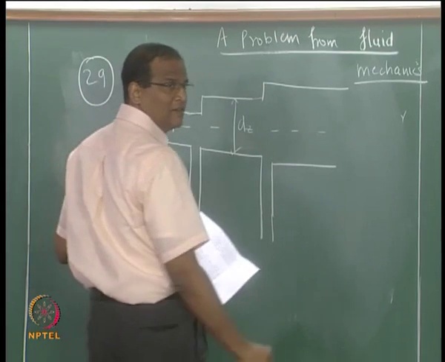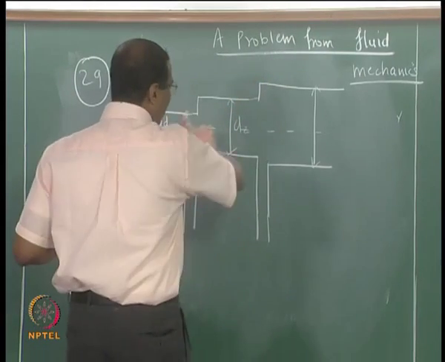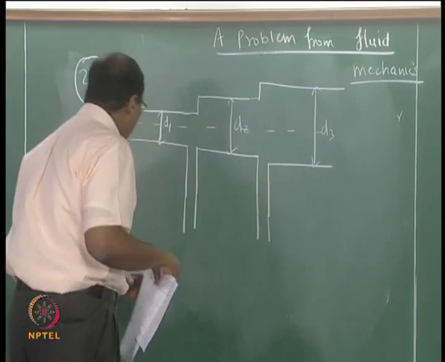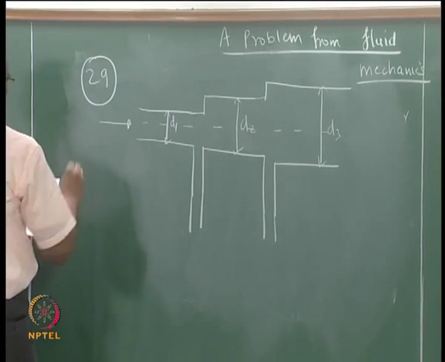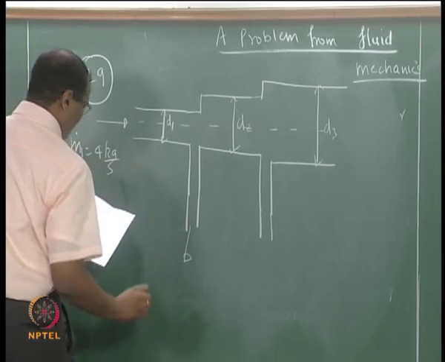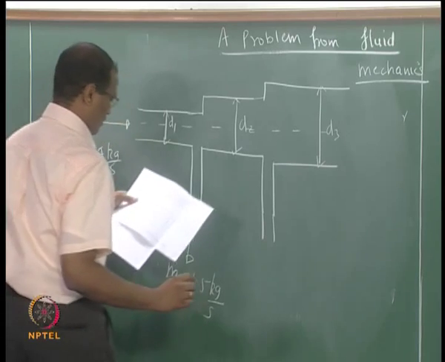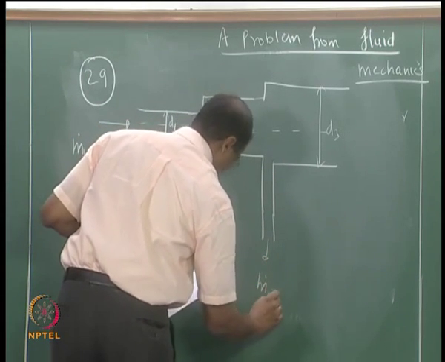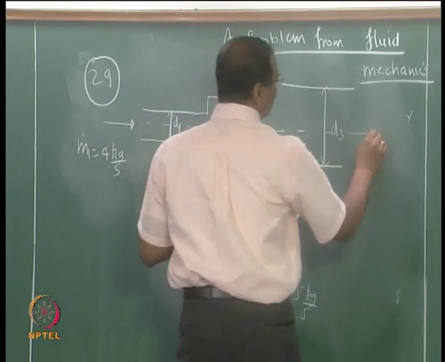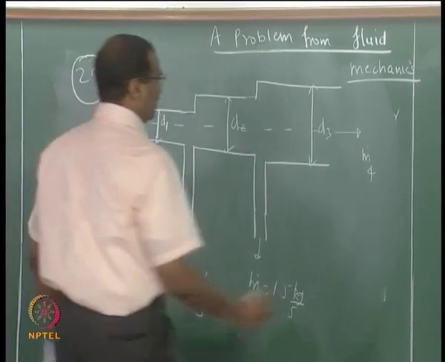I have a circular duct whose diameter is varying. It is not varying with x as a function or something, I mean it has got discrete three values d1, d2, d3. Air is flowing in. So, this m1 is 4 kgs per second. Here I am pulling out 1.5 kg per second. Here I am pulling out another 1.5 kg per second. So, here under steady state m4 has to be 1 kilogram per second, right.